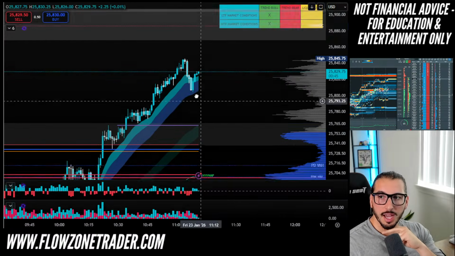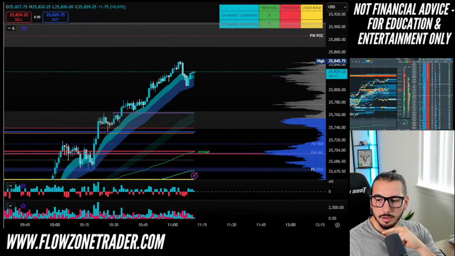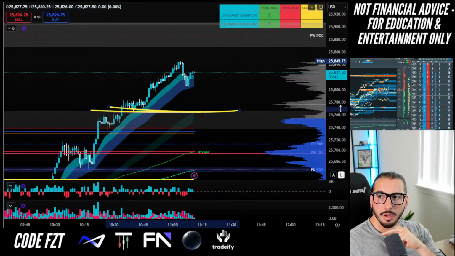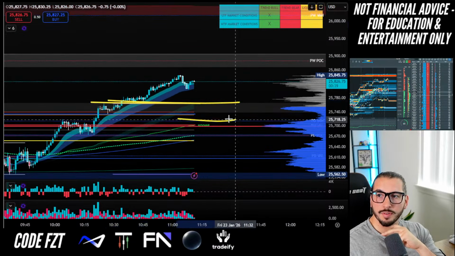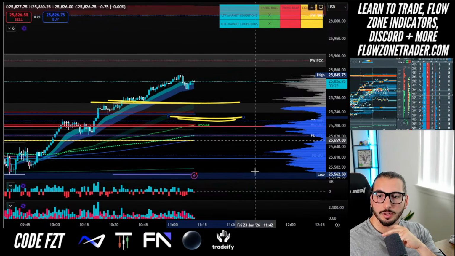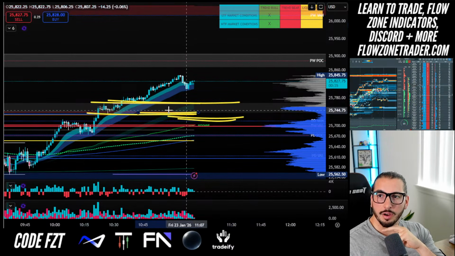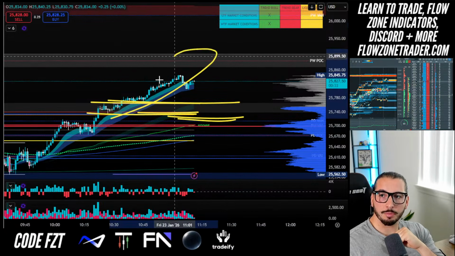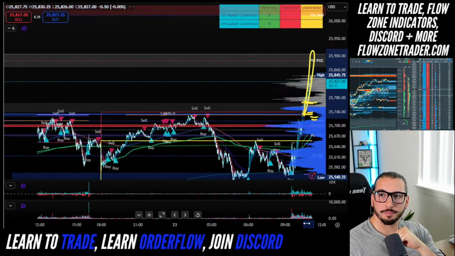Trend day for longs, yeah, absolutely. We're above IB, right? What else are we above? Previous day's value area high. What else are we above? Current week's value area high, right? We're in expansion mode right now with a clear target.